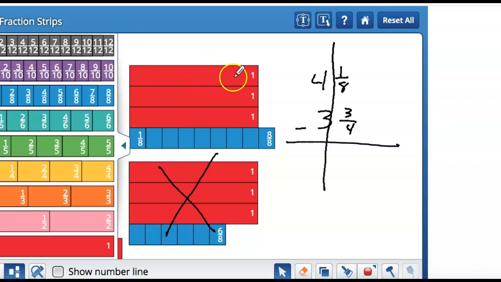So here's what I have. I have to take 3 wholes, because again, here's the problem: 4 1/8 minus 3 3/4. Take away 3 wholes. Take away the 3/4, which was 6/8. 1, 2, 3, 4, 5, 6. What does that leave us with? It leaves us with 1, 2, 3/8.